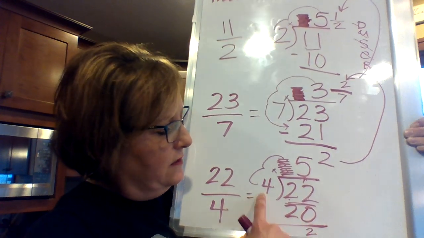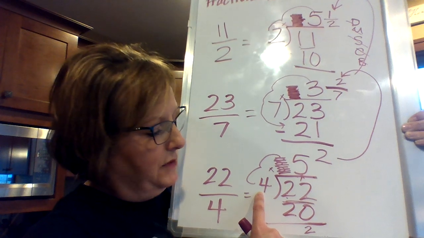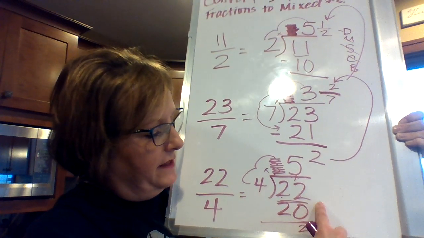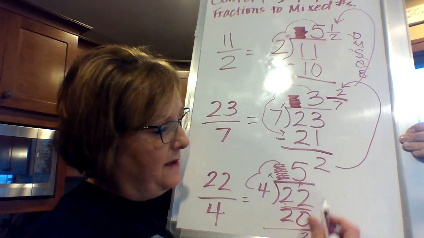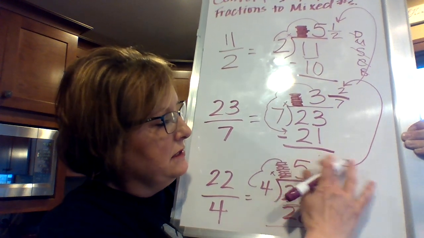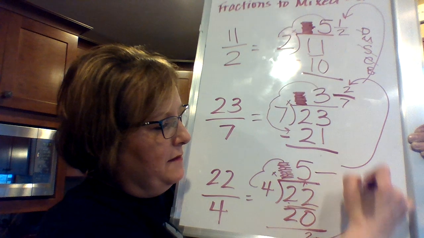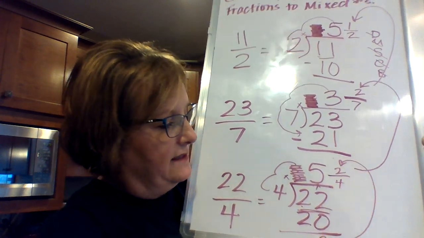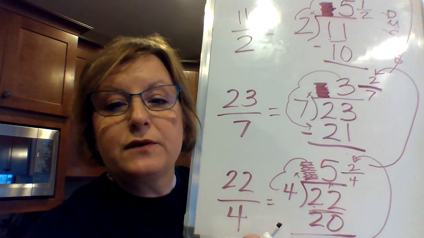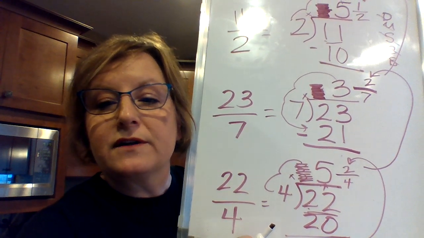Check, is 2 less than 4? I'm good. Bring down, nothing to bring down. That means I'm done. I don't have to do any more steps, except my remainder becomes my new numerator in my mixed number, and the denominator stays the same. So 22/4 equals 5 2/4.